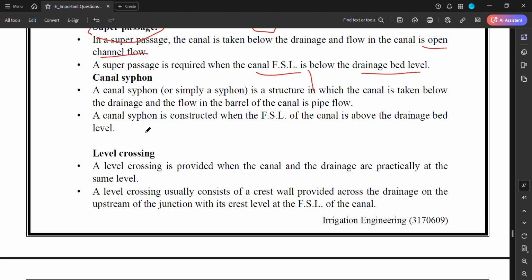Canal siphon. A canal siphon, or simply a siphon, is a structure in which the canal is taken below the drainage and the flow in the barrel of the canal is pipe flow. When there is pipe flow, we can provide a canal siphon. A canal siphon is constructed where the full supply level of the canal is above the drainage bed level.